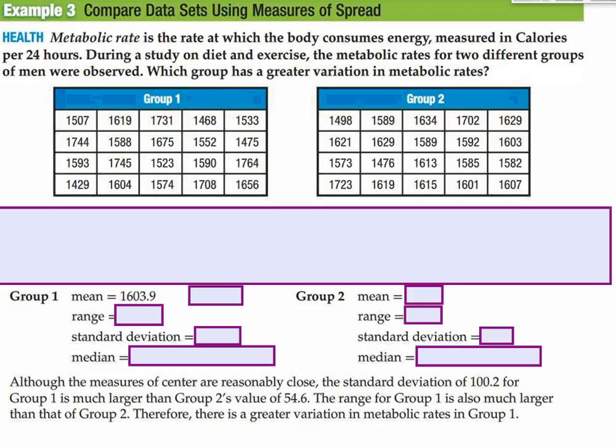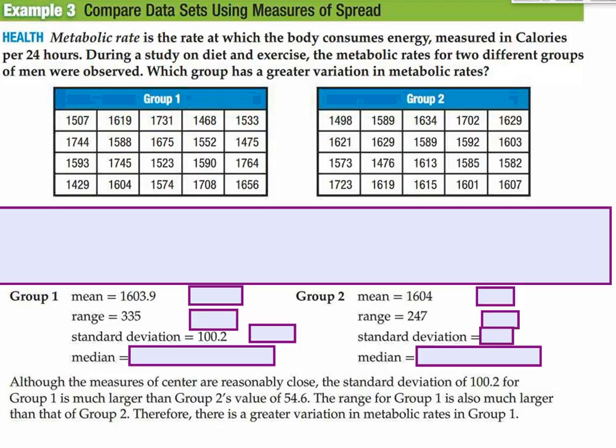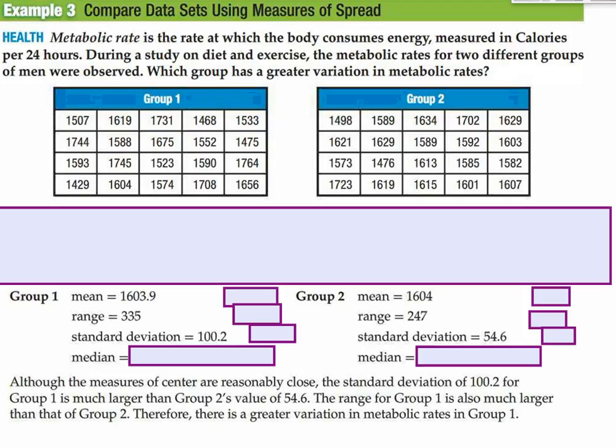The mean of this group is 1,603.9, this one 1,604. So their means, their centers, are the same, correct? And now their range, this one's 335, that one's 247. So these are more spread out. Do you agree? By the range. The standard deviation of these is 100.2. The standard deviation of these is 54.6.